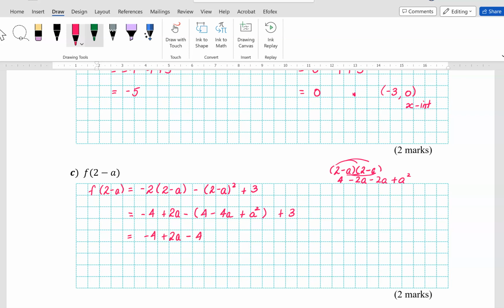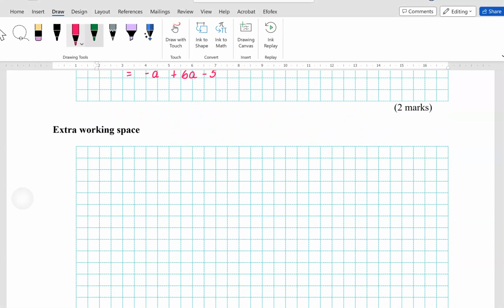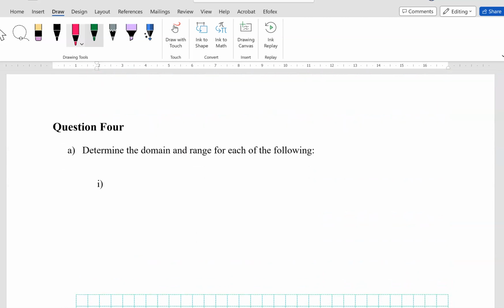We're taking 4, we take 4a, so that becomes plus 4a, and we're taking a squared plus 3. Gather your like terms. And there we have it. Hopefully, if I've made any errors, you can catch them, but I'm just trying to do this quickly.